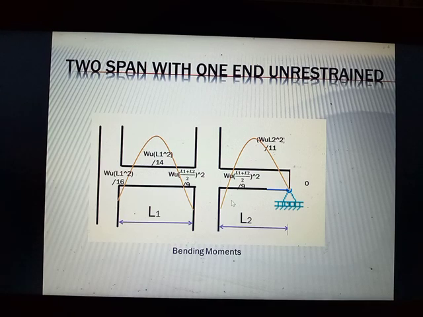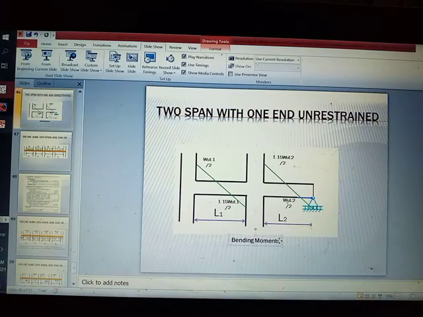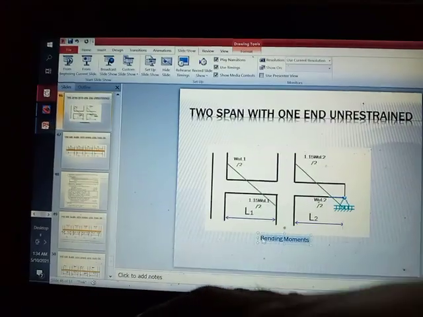I am always repeating this so that you will always remember it. Same, this is not bending moment, this is shear forces. Sorry.